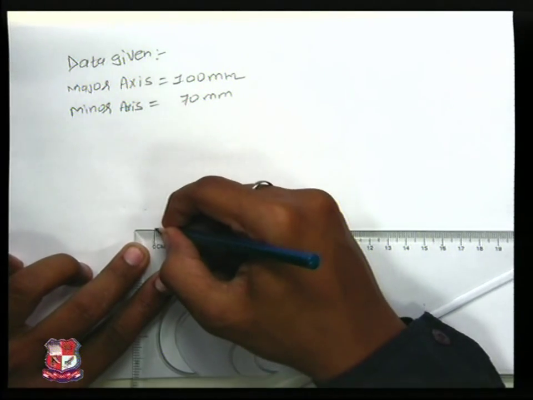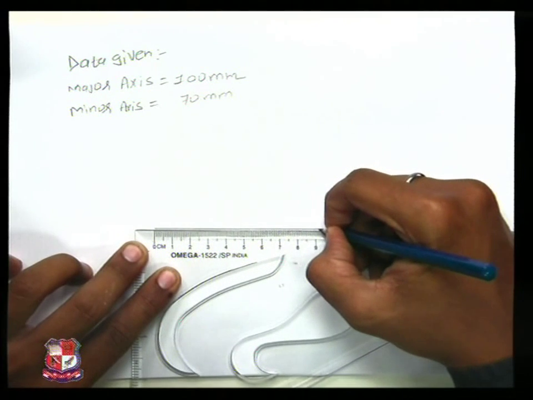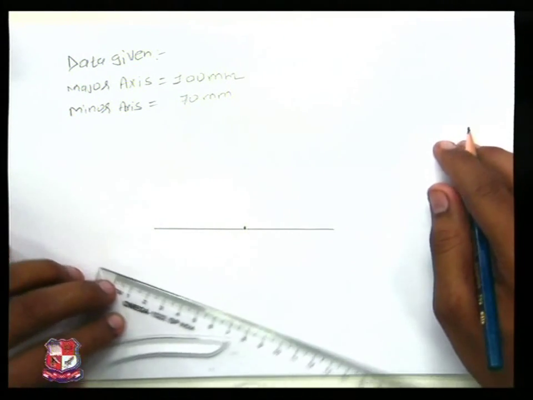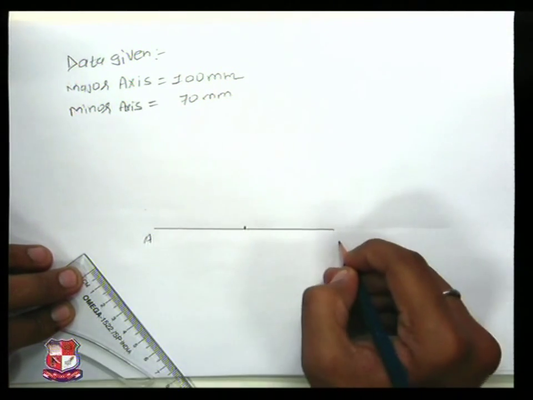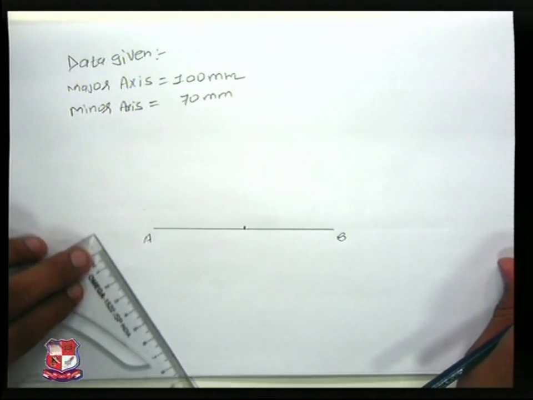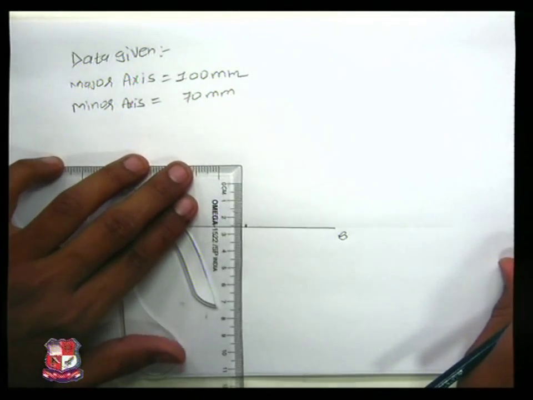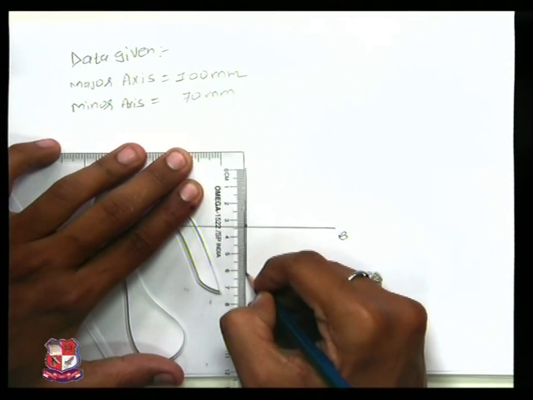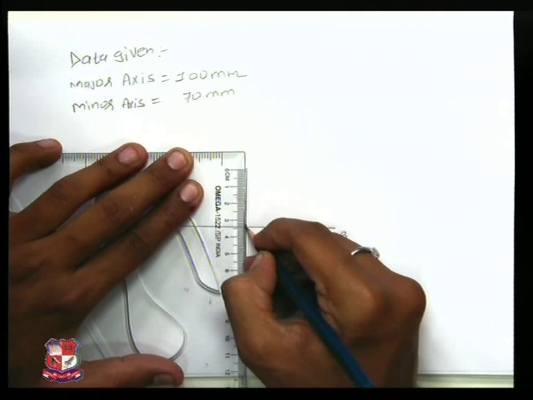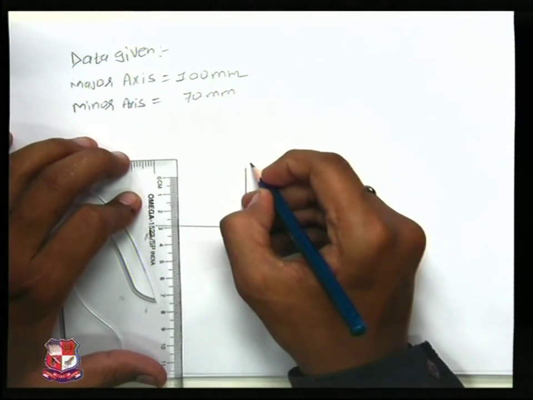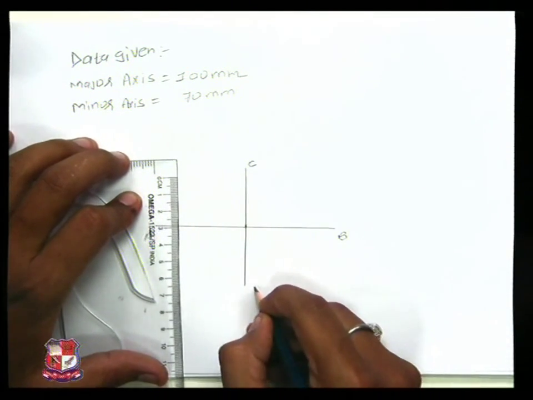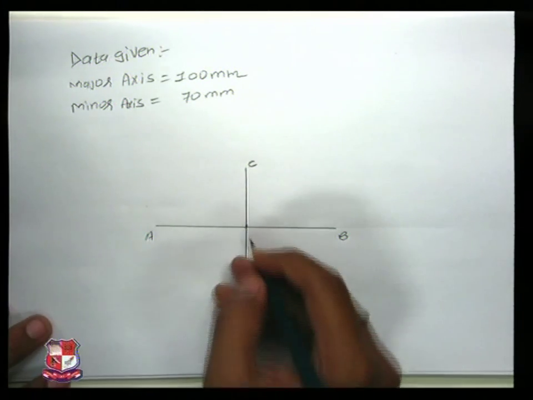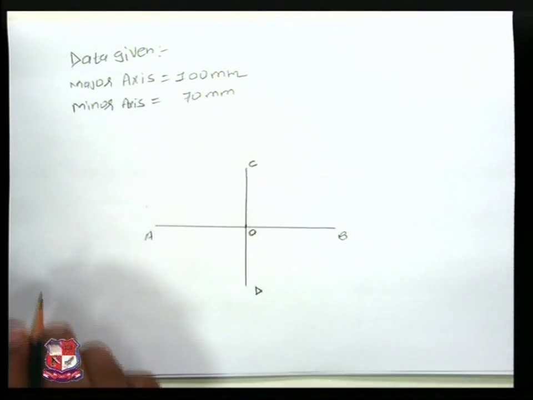A horizontal line would be the major axis. The major axis is 100 mm long, its midpoint comes at 50 mm. Let's call it AB. The major axis is AB, and the minor axis is 70 mm long. Its center falls at 35 mm. Let's call this CD. The middle point would be point O.